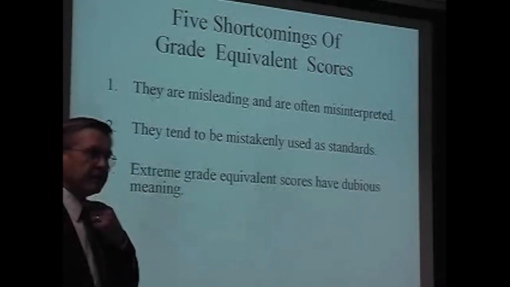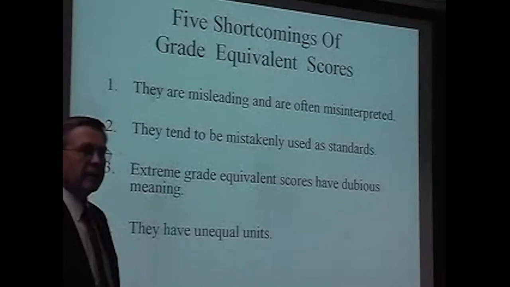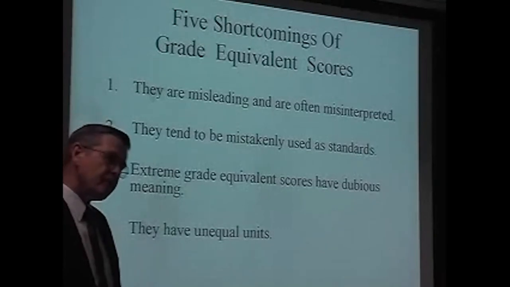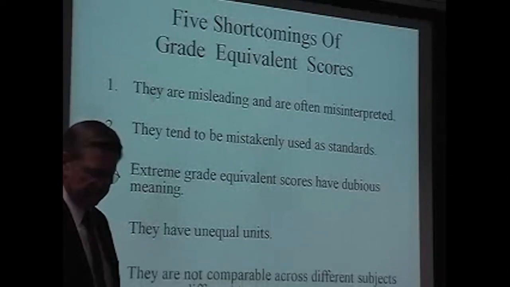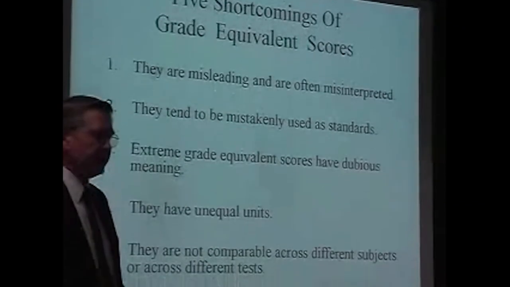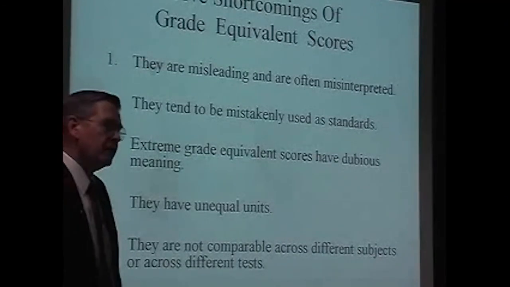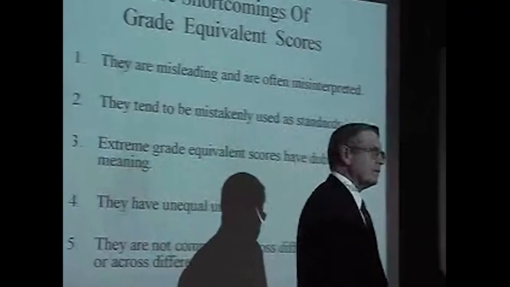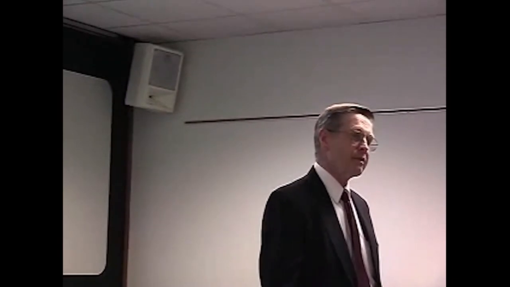Thirdly, the extreme scores have dubious meaning. Why? Because they're extrapolations. And they have unequal units because of the interpolations. So you can't use them to measure gain or improvement or progress. There's a better way to do that, number 4, by the way. That would be with normal curve equivalence. And furthermore, you can't compare a grade equivalent score in reading with a grade equivalent score in math or some other subject. Because of the differences in the variances, they're not really comparable.